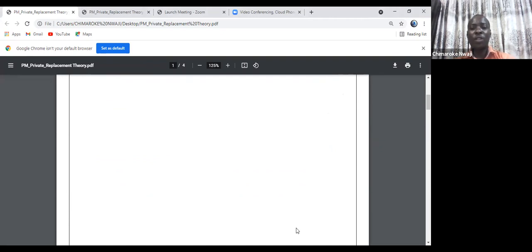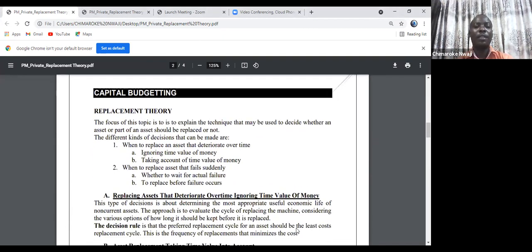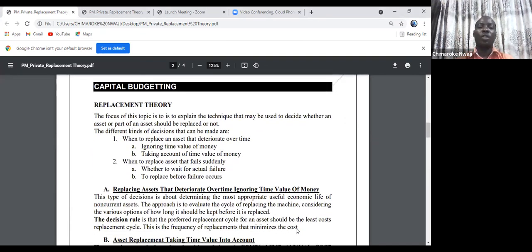Today's class is going to be a short one, and I'm sorry it's a short class. The topic is also a short topic. It's a continuation of capital budgeting. Today's topic is capital budgeting replacement theory.